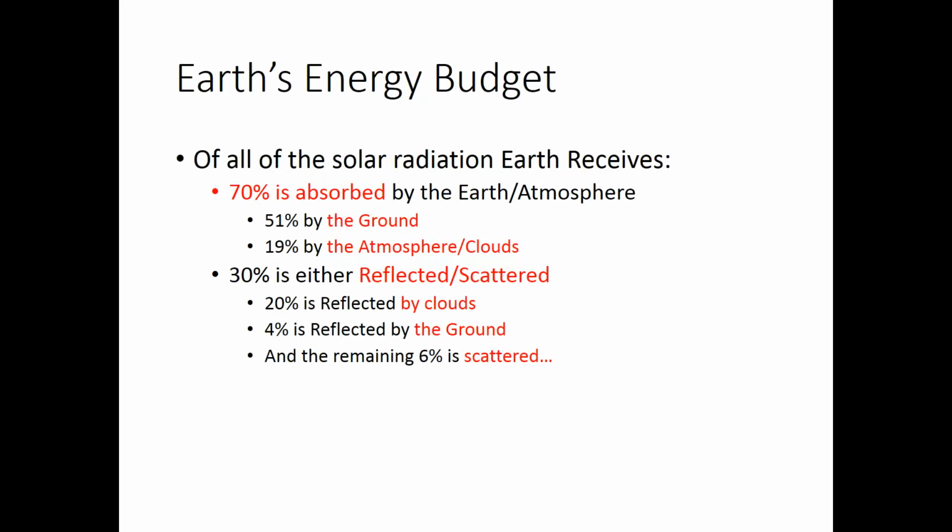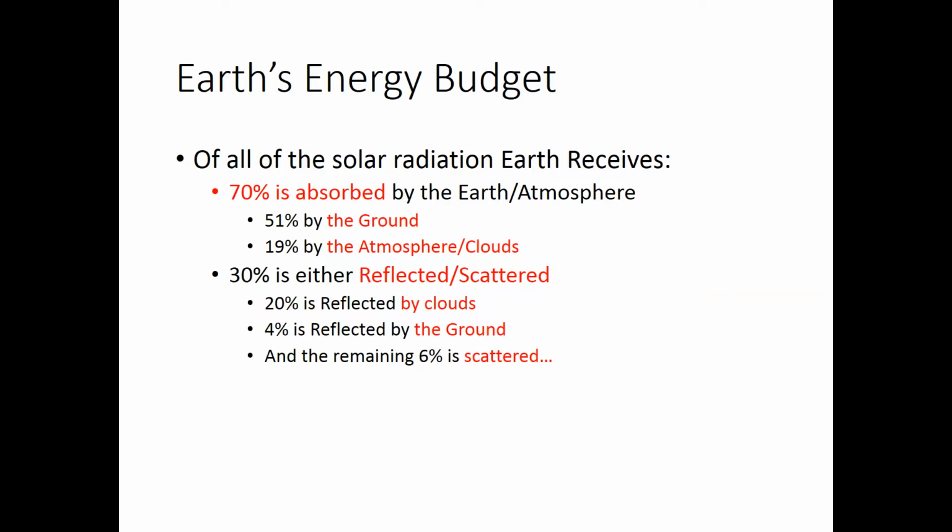So, here is a detailed version of Earth's energy budget. And this should look a little familiar, but there's a little bit more of a breakdown to it. So let's talk about incoming sunlight. That's also referred to as either solar radiation or often also referred to as shortwave radiation. Of this shortwave radiation that comes in, 70% of it is absorbed by our Earth and atmosphere. And this is ultimately what heats us up.